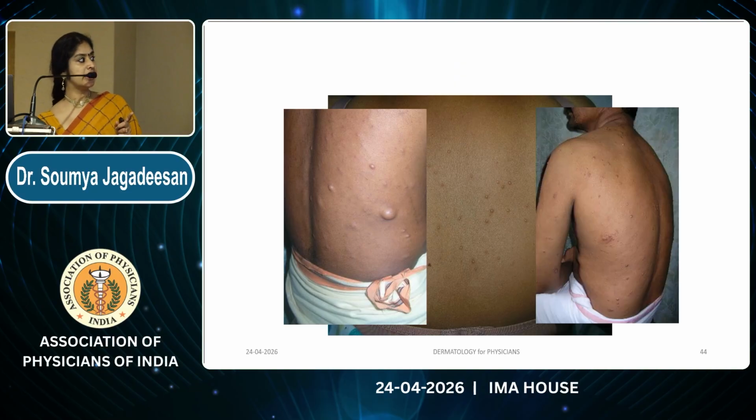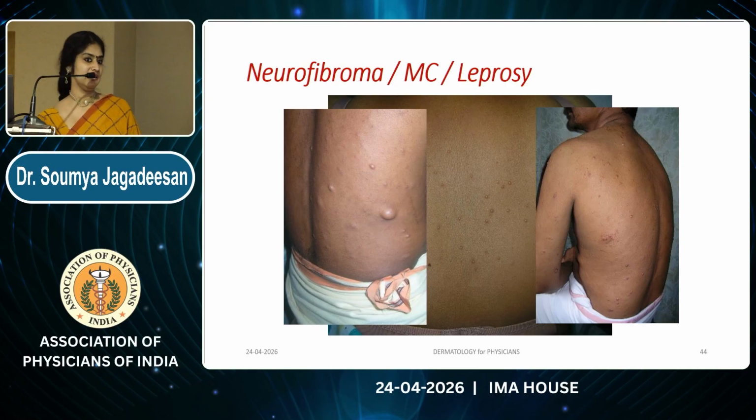Now, here you have three conditions. On the left, the appearance is quite classical. It's neurofibroma. You have soft, fleshy lesions. Once you see it, it's classical neurofibroma. In the middle, you have molluscum contagiosum. You see pink dome-shaped papules with umbilication, meaning you have a central opening. And on this side, what you have is leprosy. They can look very similar, so if in doubt, you need to do a biopsy also.